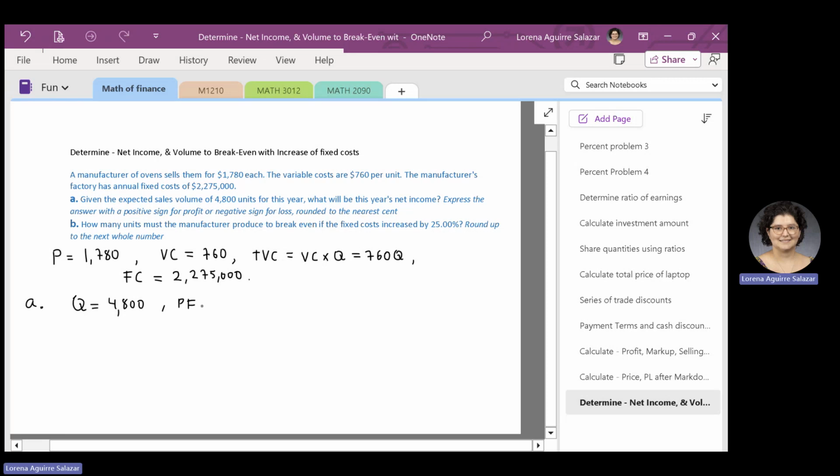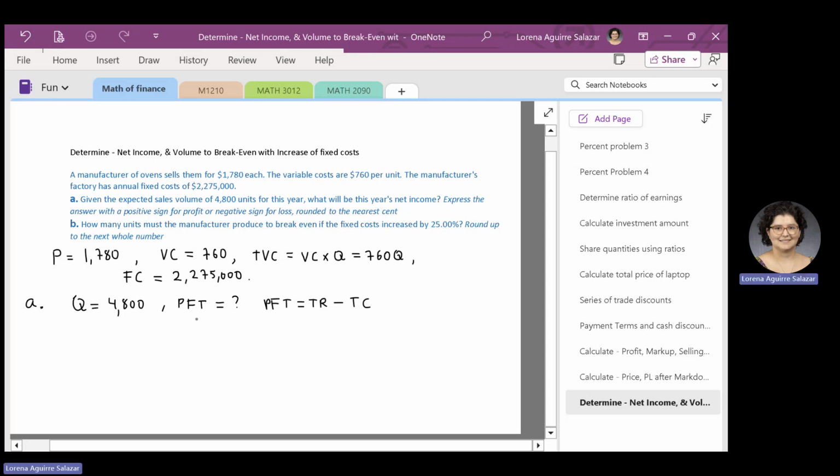To find profit, we need to use a formula. Profit determines the success of a business, and profit is calculated by finding the difference between the total revenue of the business, that's the total revenue earned, and the total costs incurred in the business. So we do total revenue minus total costs.